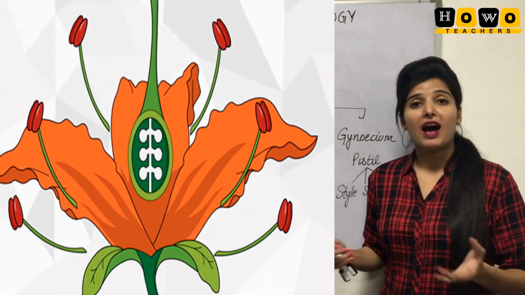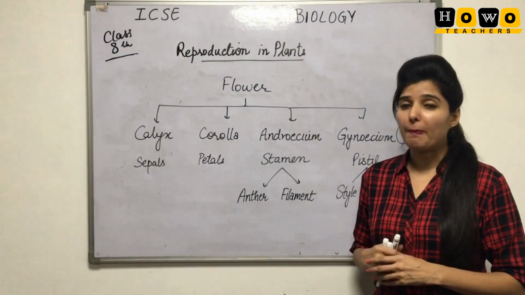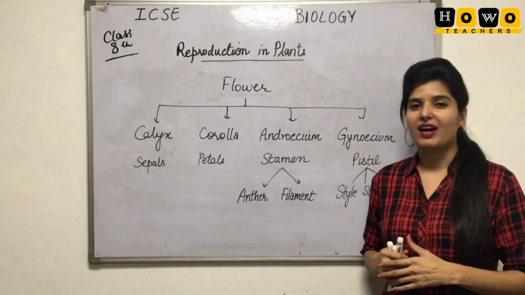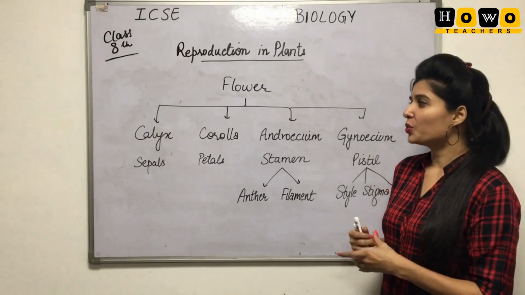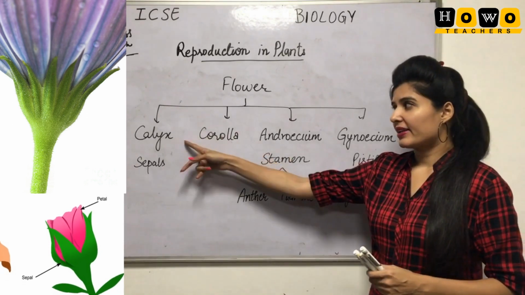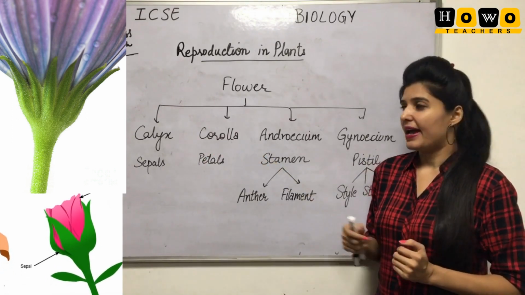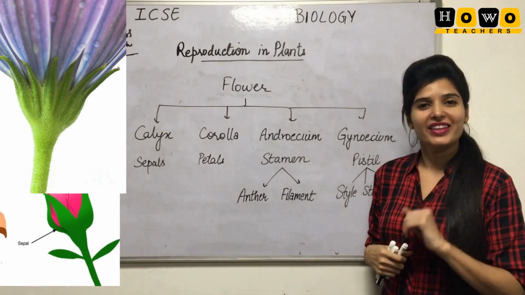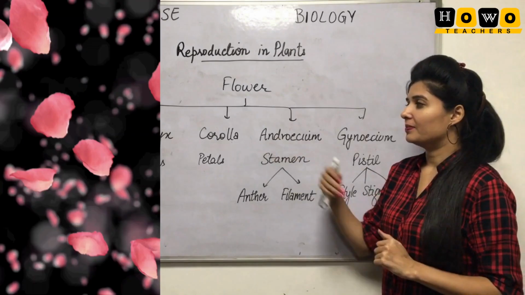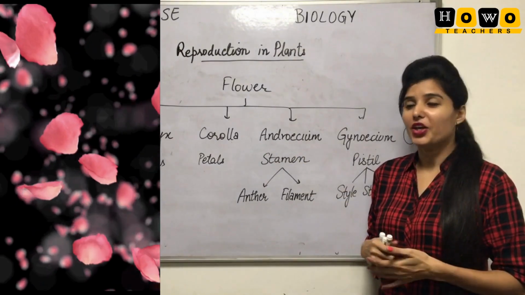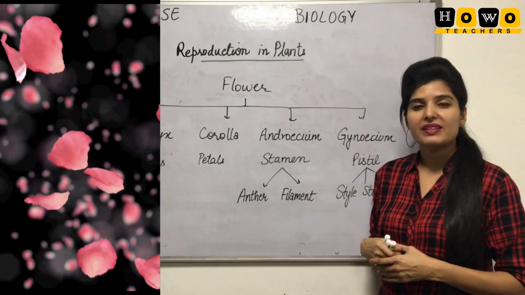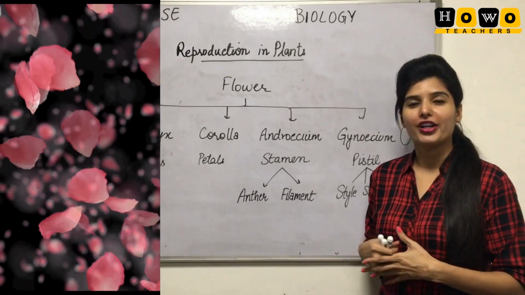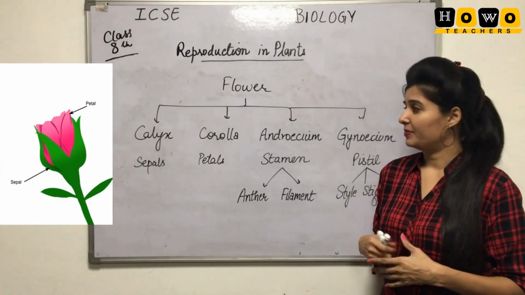Students, the flower can be divided into four parts or four whorls. We call the parts of the flower whorls. The first whorl is the calyx or the sepals. As you can see in the diagram, these are sepals. They are green in color. Corolla, that is the petals. You can see in the diagram, petals are brightly colored. They can be red, pink, orange, yellow, of any color.